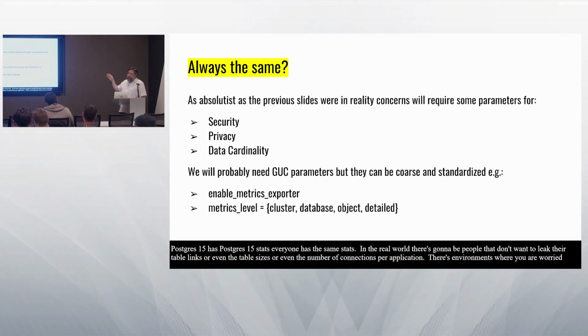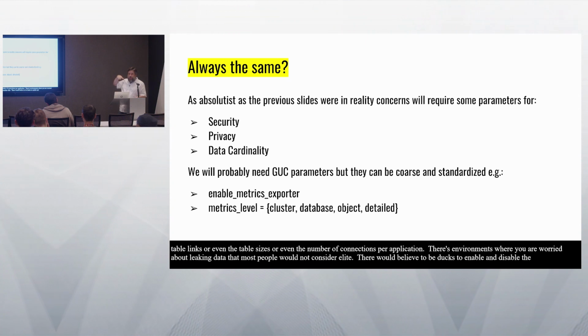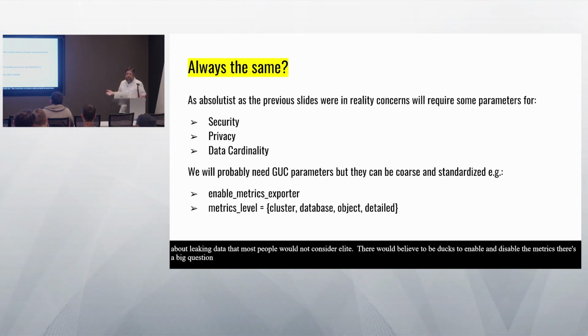So there would need to be GUCs to enable and disable these metrics, and probably there's a big question about what volume of metrics is appropriate. Some people have databases with thousands of tables, and other people have databases with one critical table. So the people with one critical table want all the detail they can get on that table.